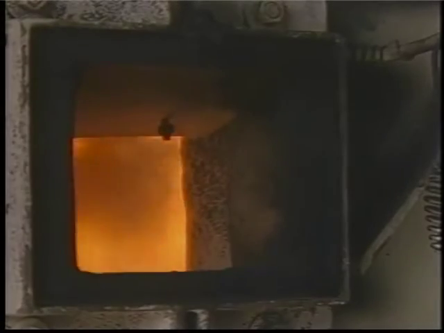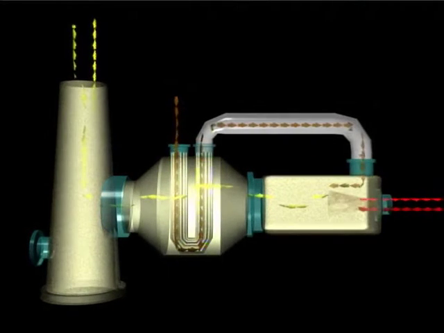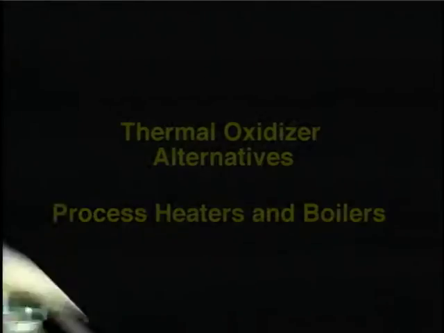The combustion chamber is sized to provide sufficient residence time to complete the oxidation reactions. Typical residence times are 0.3 to 0.5 seconds, but may be longer than 1 second. The time needed for destruction depends on the temperature and the mixing within the chamber.